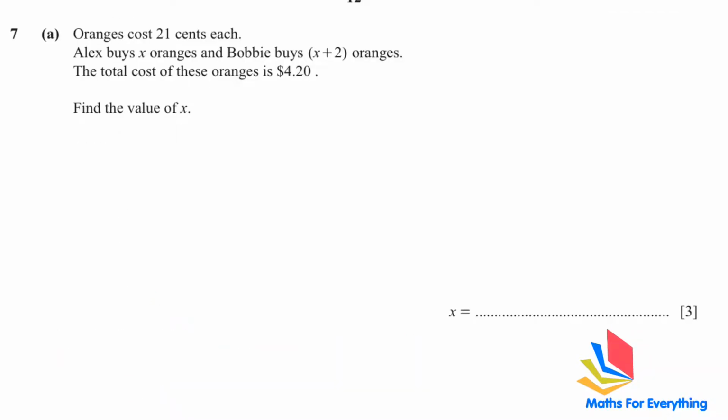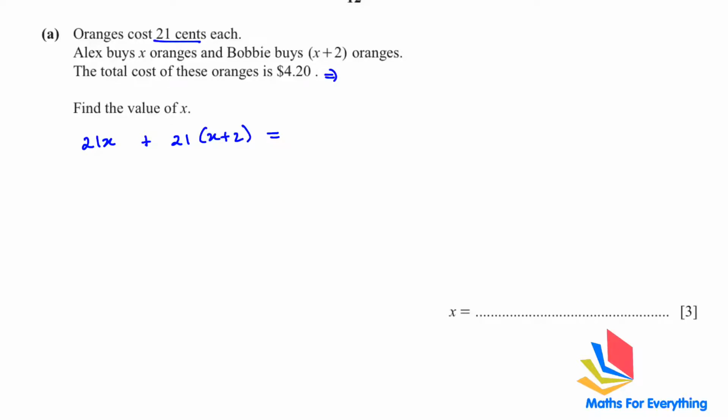Question number 7. Oranges cost 21 cents each. Alex buys x oranges and Bobby buys x plus 2 oranges. The total cost of these oranges is $4.20. Find the value of x. So let's make an equation. Alex buys x oranges and the cost is 21, so 21 multiplied by x. And Bobby buys x plus 2 oranges. The cost is still 21 cents. 21 times x plus 2 is equal to $4.20.